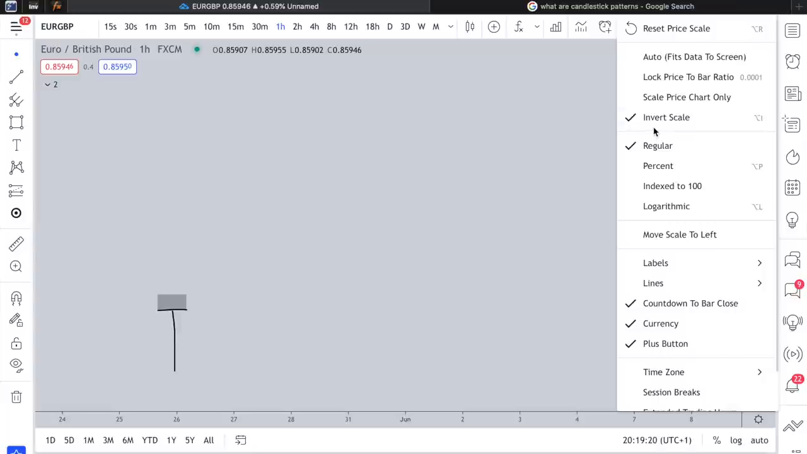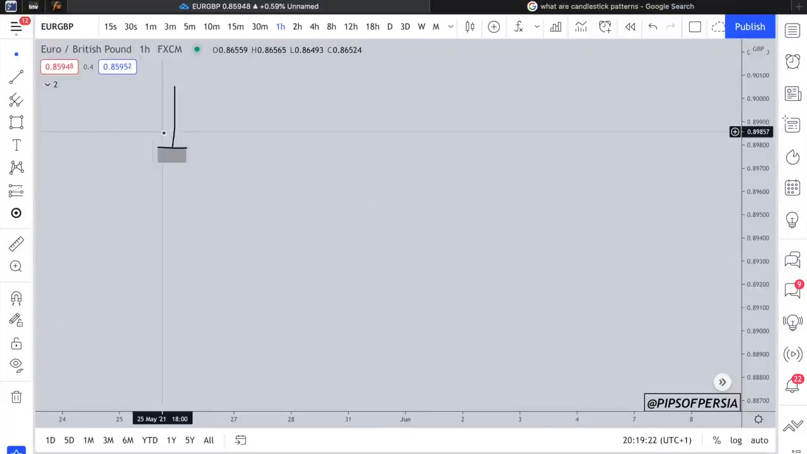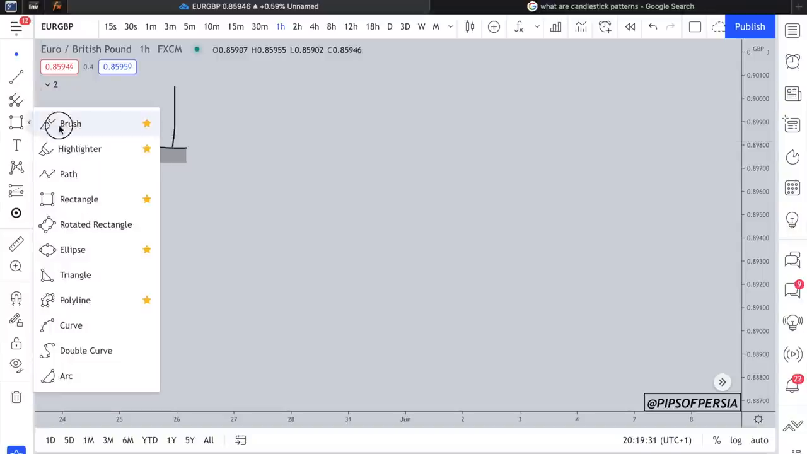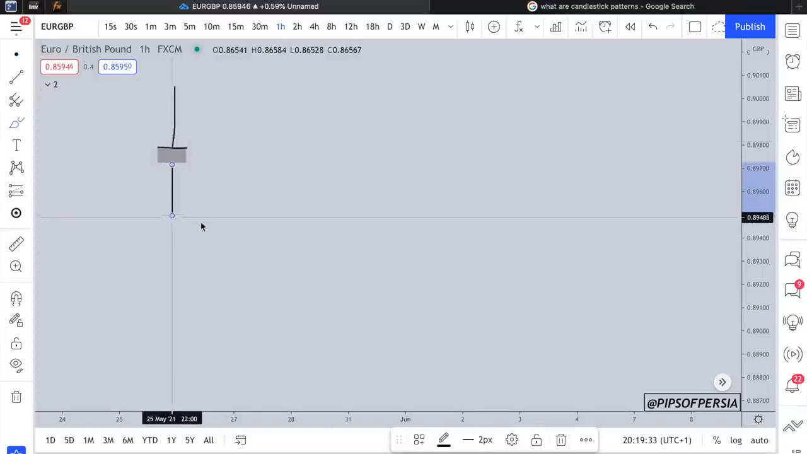And the shooting star formation would also be the same at the top of the range, where you get an elongated wick to the upside. You get a small body, and you can see that the wick in one direction is significantly bigger than the body. In these cases, you don't necessarily want to see a wick to the downside over here.